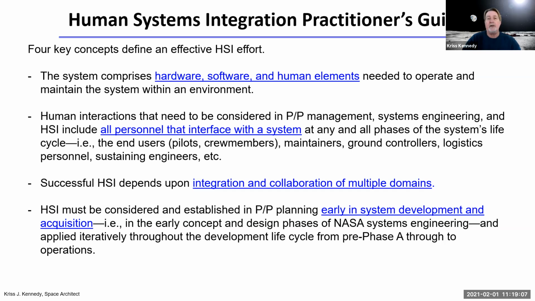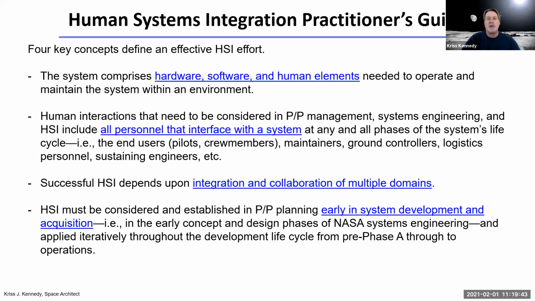Define an effective HSI effort. The system comprises hardware, software, and the human elements, which we talked about. The human interactions that need to be considered in program and project management, systems engineering, and HSI include all personnel that interface with the system. So that includes the end users, the pilots, crew members, maintainers, ground controllers, logistics personnel, sustained engineering, etc. And successful HSI depends upon integration and collaboration of multiple domains.